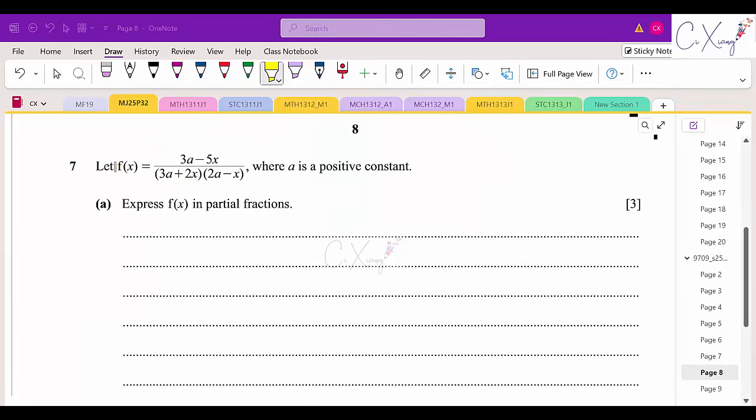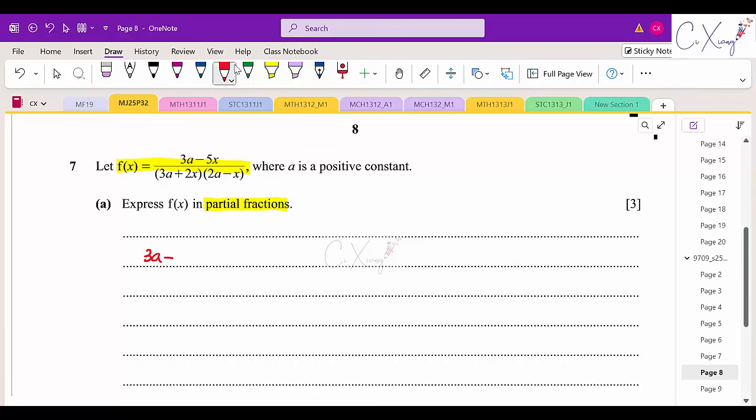We are given a rational function, and a is a positive constant. Express f(x) in partial fractions. Right, so first of all, let's check whether it is an improper fraction or a proper fraction. I have x to the power 1 on top. Then the bottom, if I multiply them together, I have x squared. x to the power 1 on top is degree 1. x to the power 2 at the bottom is degree 2. Therefore, this is a proper fraction.